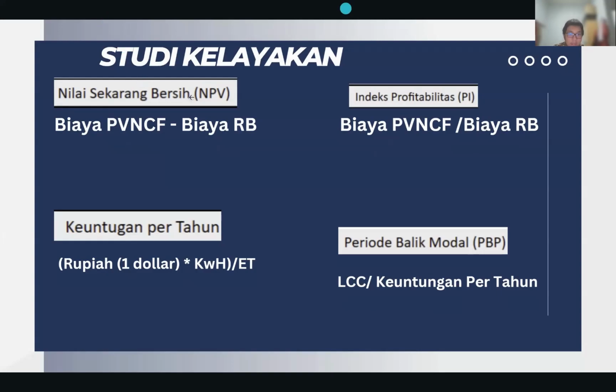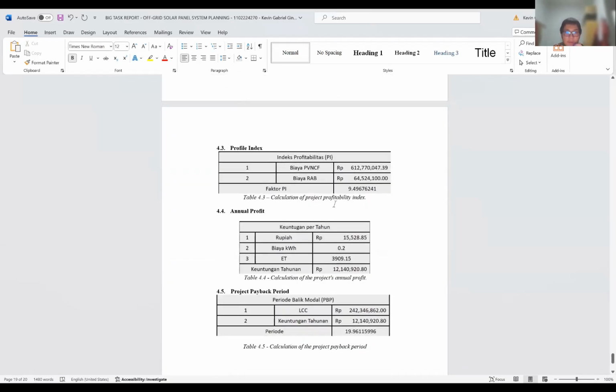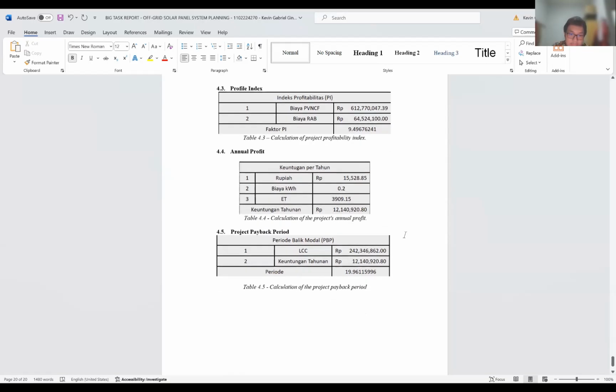With this formulation, we will get an NPV of 548 million. And for the profitability index, we will get 9.4967. For the annual profit, or keuntungan per tahun, we will get around 12 million. After that, the periode balik modal. So in this case, my home will get the payback period in 19 years.